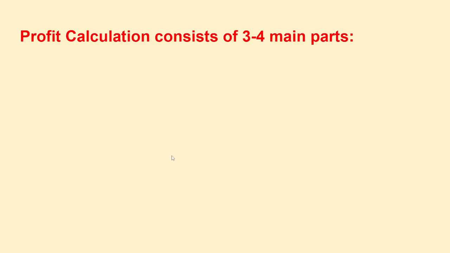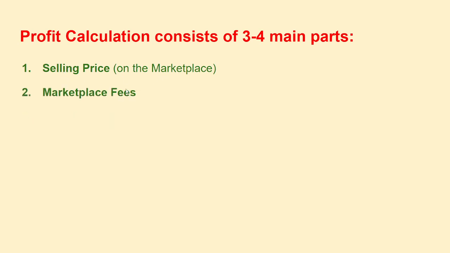And in doing that, there are three to four main parts that are involved in this profit calculation. One is the selling price. So when we're trying to determine the going price of a product, we're looking at the selling price of that product on the marketplace. Okay. The second thing we have to consider is the marketplace fees, so the fees that the marketplace is going to charge us when we sell the product at the selling price.